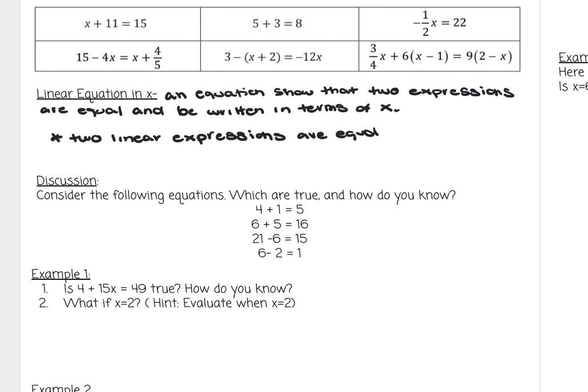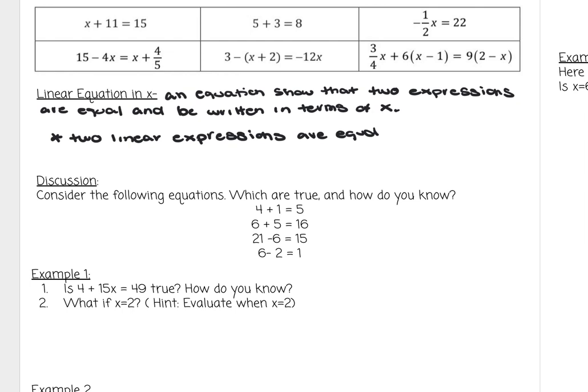So looking at what we're given on the right and what we're given on the left. Remember, equations, we are balancing them, they are equal. So looking at 4 plus 1 equals 5, 5 plus 6 equals 16, 21 minus 6 equals 15, and 6 minus 2 equals 1. I want you to take a few seconds to pause the video and collaborate with your elbow partner on which ones are true and how you know.